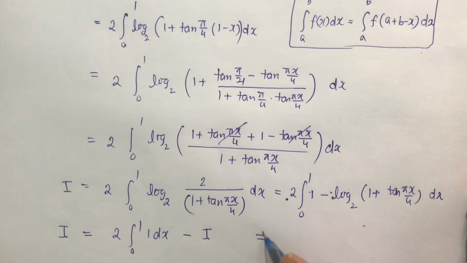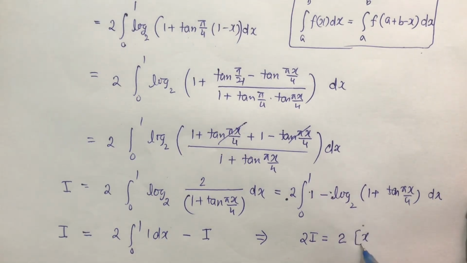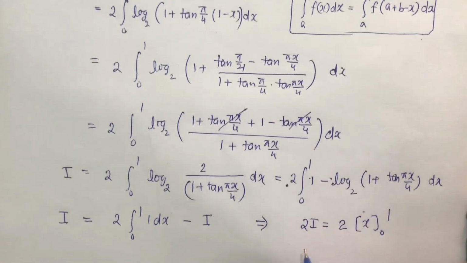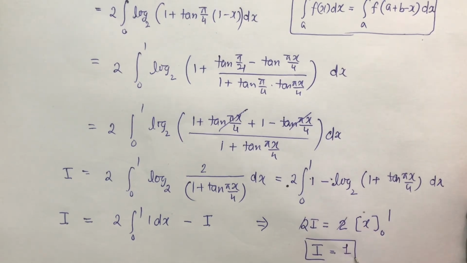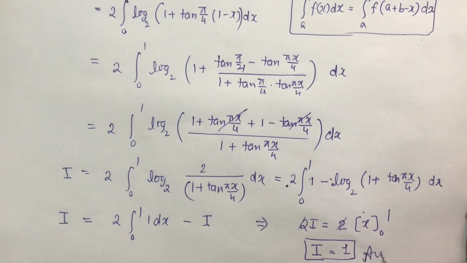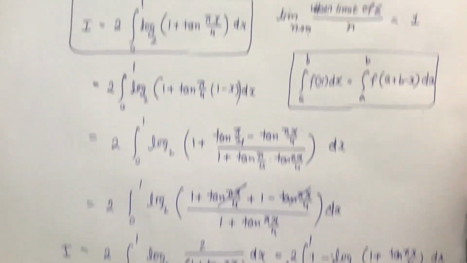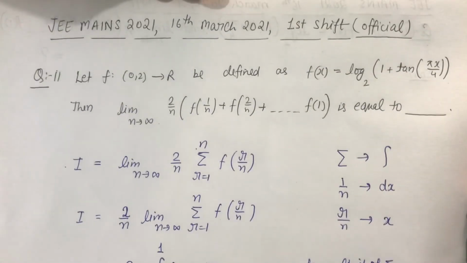So from here what can you see? This I will come here. Twice I is equal to twice the integral from 0 to 1 of 1 dx, which will be x from 0 to 1. So I comes out to be 1. 2 and 2 cancel, giving 1. So the answer for this problem is 1. I hope you have understood the problem.